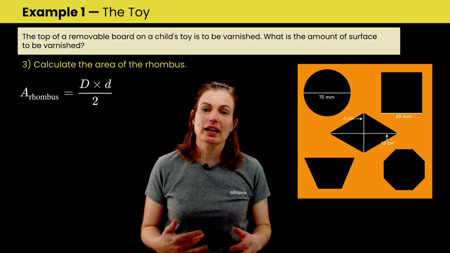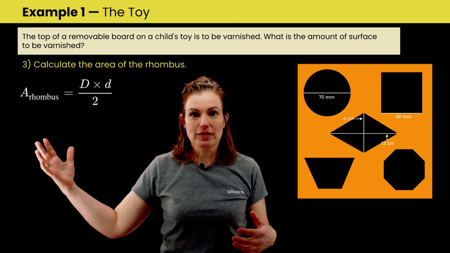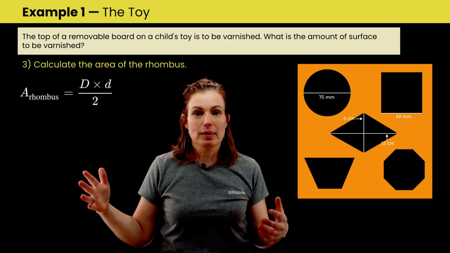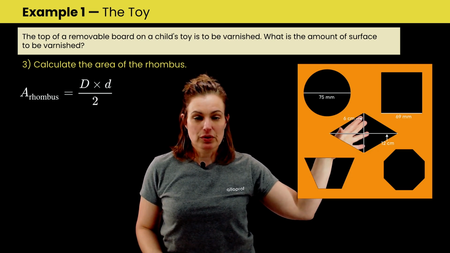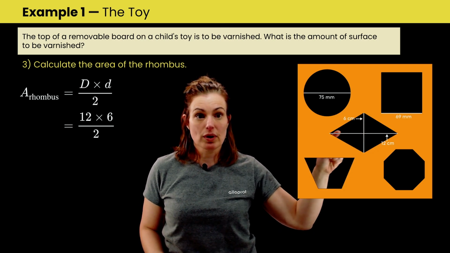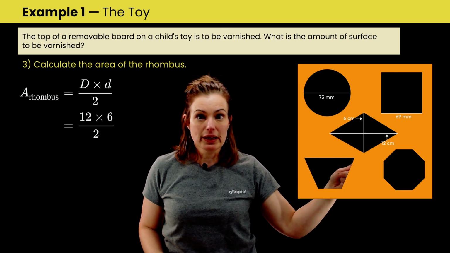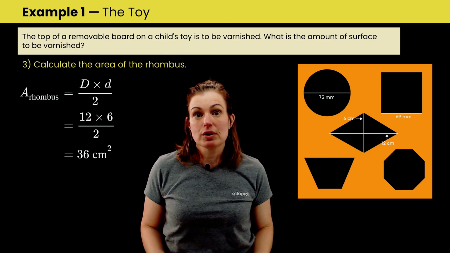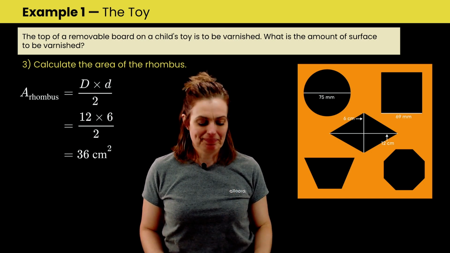So let's take a look at how to get the area of the rhombus. We're going to use the formula we just saw in the previous slide. The area of the rhombus is the big diagonal times the little diagonal divided by 2. So we're going to pop in the information that is given to us in our rhombus. Our big diagonal is, of course, this longer one here, that's the 12 centimeter diagonal. And then our little diagonal is the 6 centimeter diagonal right here. 12 times 6 divided by 2 gives us 36 centimeters squared. So the area of the rhombus is 36 centimeters squared.